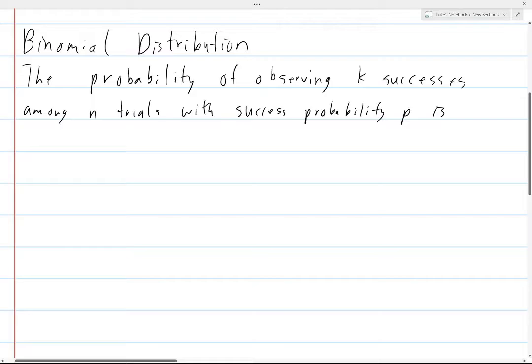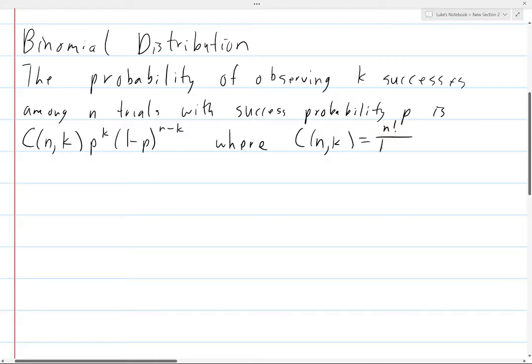This is given by n choose k times p to the k times 1 minus p to the n minus k, where we have this combination formula: n choose k is equal to n factorial over k factorial times n minus k factorial.